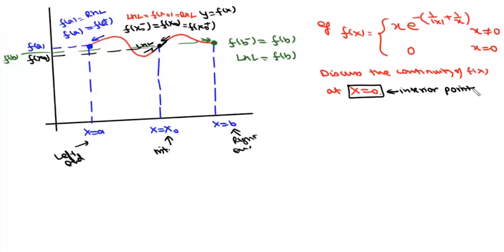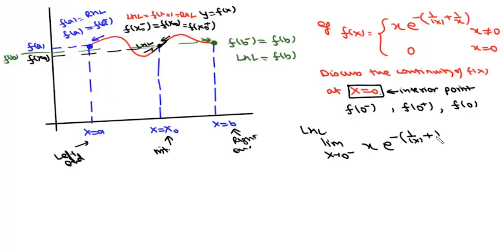So if the function is continuous, then f(0 negative) must be equal to f(0 positive), and it must be equal to f(0). So in this case, we have to find its left hand limit, its right hand limit, and its function value. So we'll start with its left hand limit. Its left hand limit will be limit x tends to 0 negative of x e to the power minus 1 upon mod x plus 1 by x.